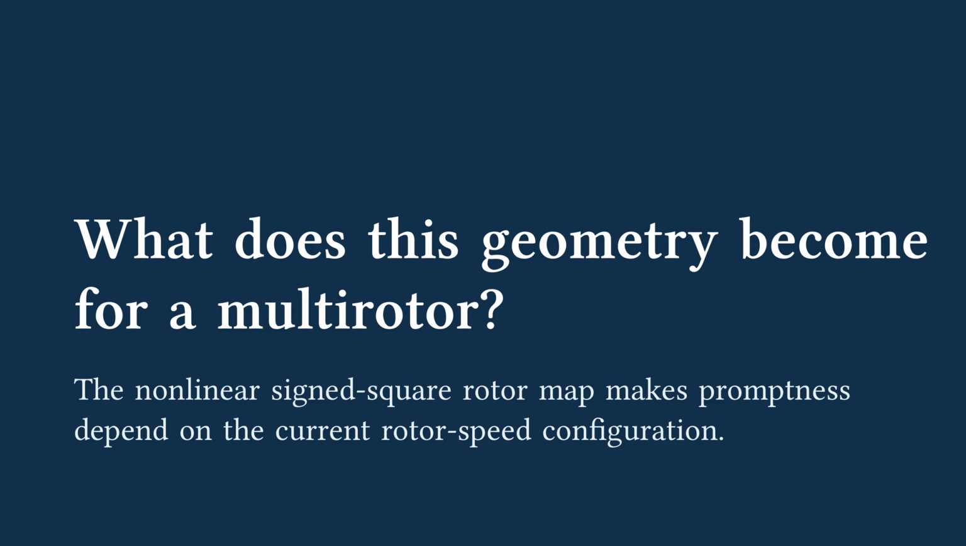With the geometric construction established, we can specialize it to multirotors. For fixed-pitch propellers, force and torque are quadratic in rotor speed. Therefore, the task differential is linear in the current speed magnitudes, and active promptness depends on the selected rotor speed state. This is the operating point dependence that redundant allocation can exploit.